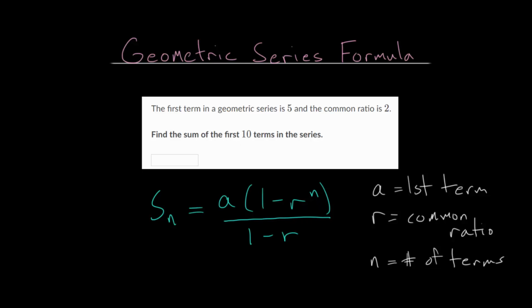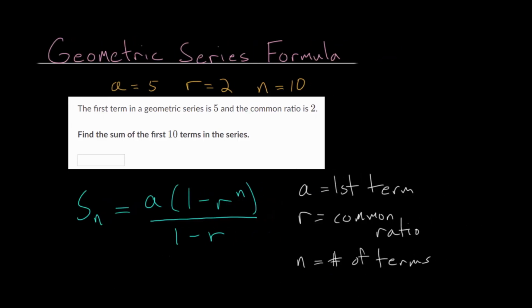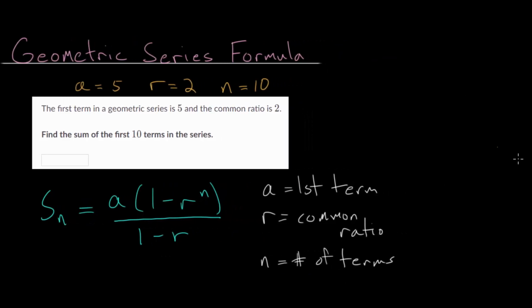And in this first problem, the first term in a geometric series is 5. So they give us our a value. The common ratio is 2. So r is 2. And we need to find the sum of the first 10 terms in the series. So n is 10, since we have 10 terms that we're adding together. So let's make a little bit of space so that we can work this out.